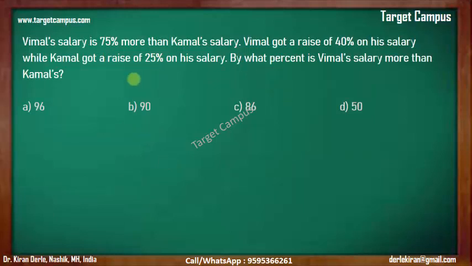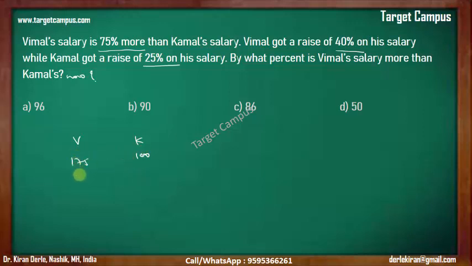Vimal's salary is 75% more than Kamal's salary. Vimal got a raise of 40% in his salary, while Kamal got a raise of 25% on his salary. By what percent is Vimal's salary more than Kamal's now? Vimal's salary is 75% more than Kamal's, so if Kamal is 100, Vimal's salary will be 175.